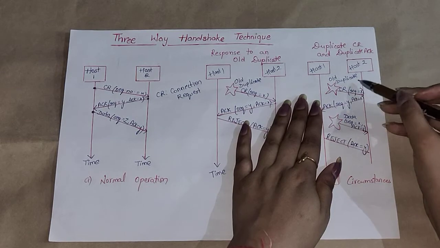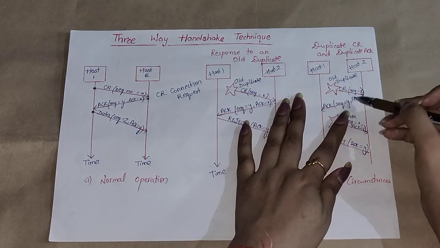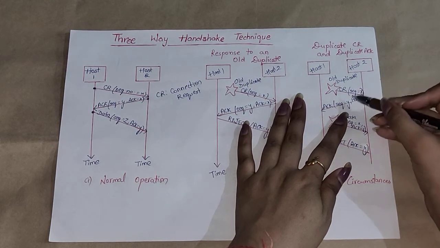This has been received by host 2. Now host 2 is sending an acknowledgement to host 1 that now it is expecting host 1 to send packets of sequence number 1.